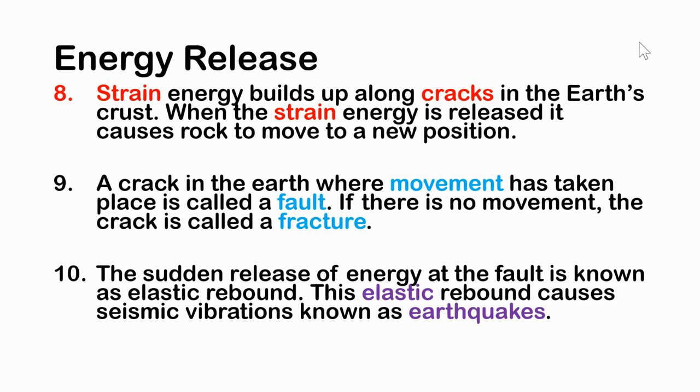And when you have the sudden release of energy at the fault, it's known as elastic rebound. The elastic rebound causes seismic vibrations known as earthquakes. So elastic rebound, the sudden release of energy, right, where energy is building up, and then it snaps into place. That is called elastic rebound, and that's what we get earthquakes from.